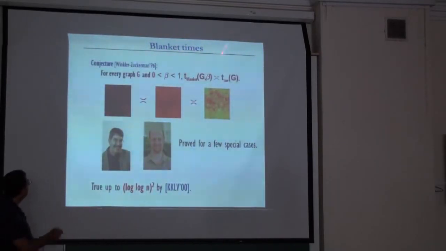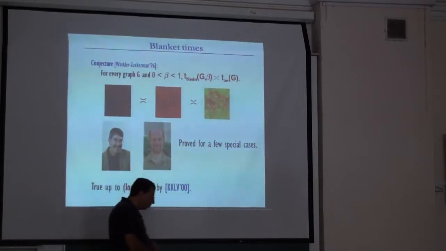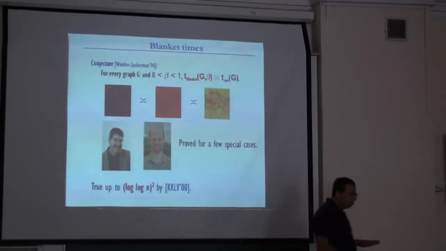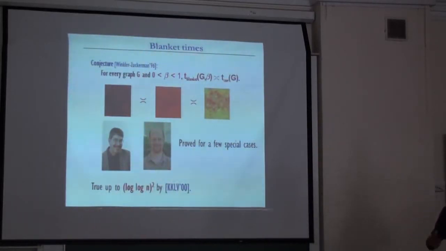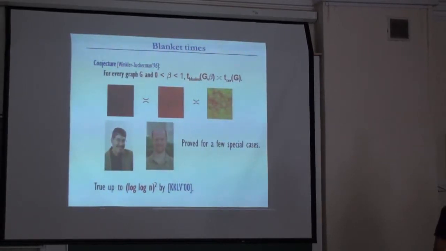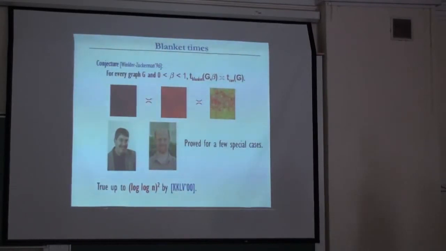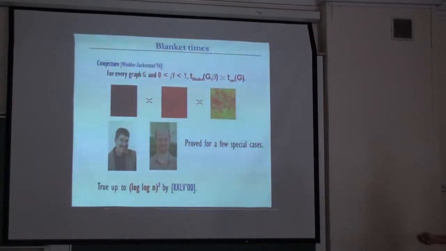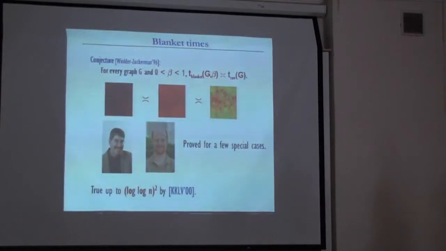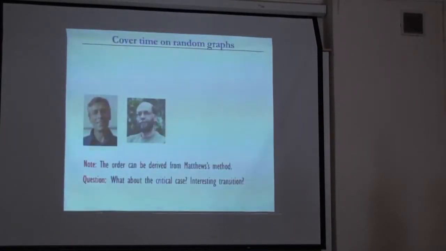Right, so they conjectured that the cover times and the blanket times are equivalent, and Kan, Kim, Lovas, and Vu proved that this is true up to the log n squared factor, because they proved that their upper and lower bounds for the cover time also apply to the blanket times. So this implies this connection. And this was actually one of their main motivations, to try and verify this Winkler-Zuckerman conjecture, that the blanket time is equivalent to the cover time.